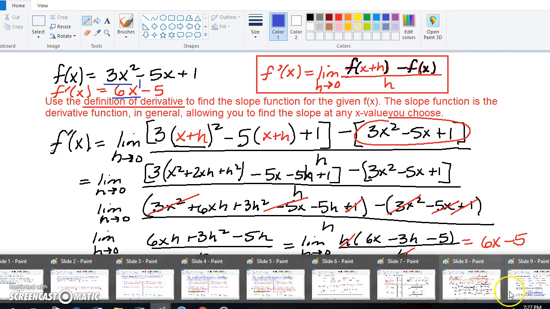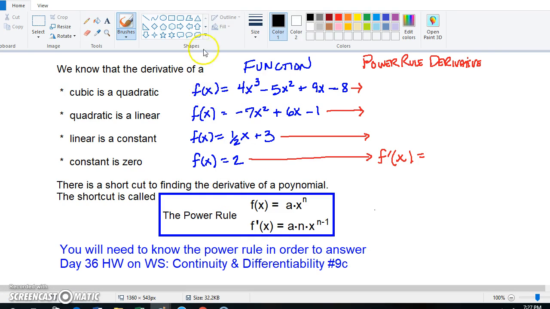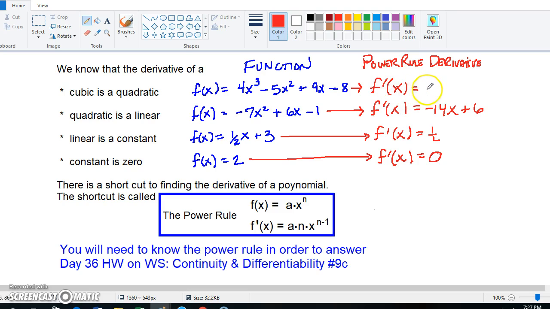Let's look at the pattern. Starting at the bottom of the list here, the derivative of a constant is 0. And you guys know that. The derivative of a line is just the slope of the line. The slope of this line is 1/2. The derivative of a quadratic, this would be f prime of x equals negative 14x plus 6. And f prime of x for this cubic would be 12x squared minus 10x plus 9.